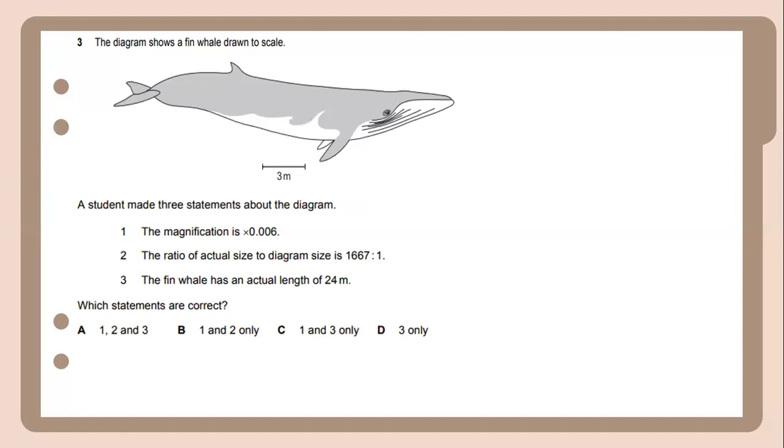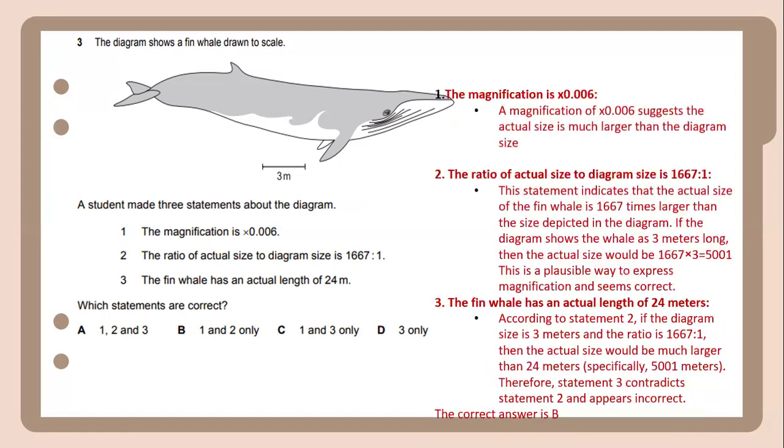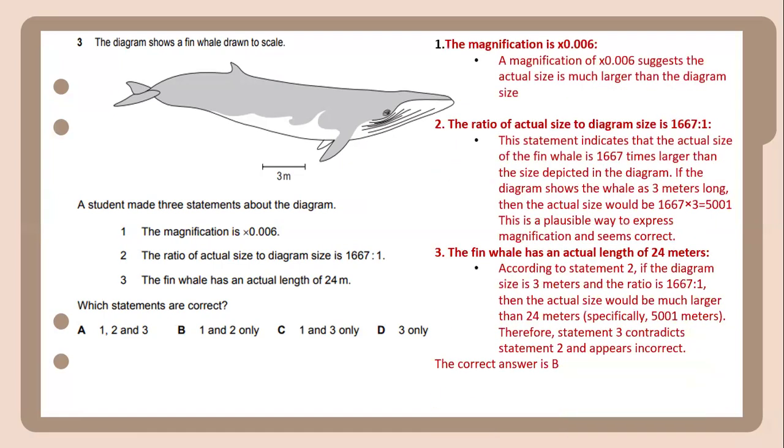The diagram shows a fin wheel drawn to scale. A student made 3 statements about the diagram. The magnification is times 0.006. The ratio of actual size to diagram size is 1,667 to 1, and the fin wheel has an actual length of 24 meters. Which statements are correct? A magnification of times 0.006 suggests the actual size is much larger than the diagram size.